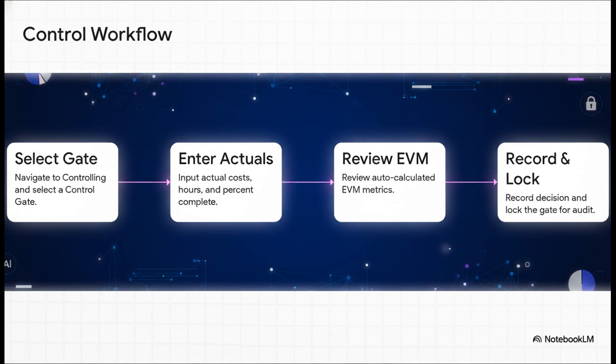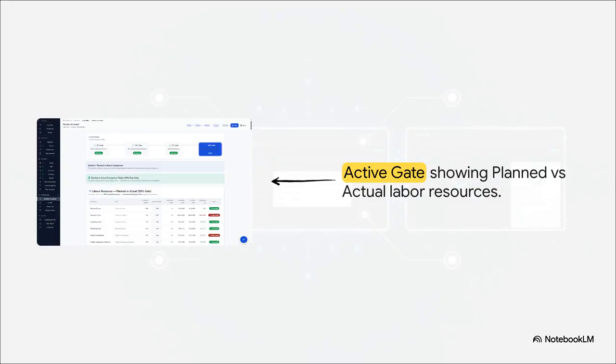It's actually super intuitive. First, you just navigate over to the controlling canvas and select a control gate. Next, you punch in your actuals. And hey, quick side note, it is absolutely vital that your % complete reflects reality here, not optimism, okay? After you enter your real costs and hours, you'll review the auto-generated metrics, record a formal management decision, and lock the gate. When you are looking at the planned versus actual comparison table, you'll see your active 100% control gate highlighted right at the top.